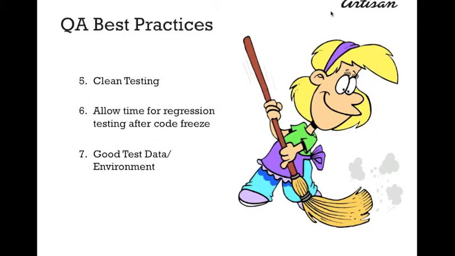The next item is a good test data and environment. If at all possible, we try to test on live production data. The way that we do it is we use a script that copies production data and pumps it into our test environment, scrubbing out identifiable information if there's anything personal to the customers that we can't share. Or we'll copy the prod database and just use that as our testing database.